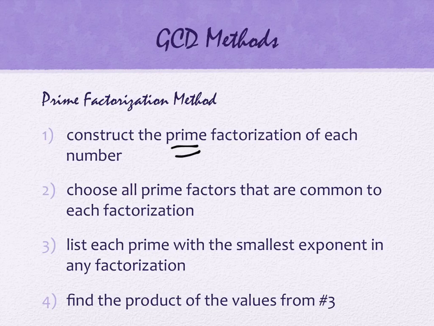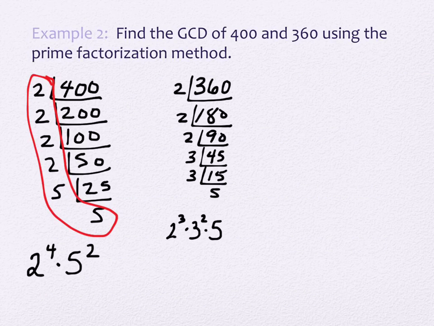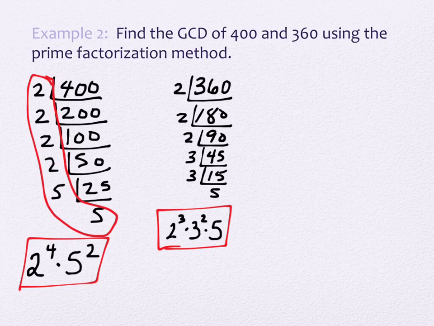Step 2 is to choose the prime factors that are in common. So if you take a look at these lists of factors here, I'll put them in boxes in red. What primes do they have in common? 2, and what else? 5. Now, legitimately, that may be your answer, 2 times 5. But we haven't actually done step 3 yet.